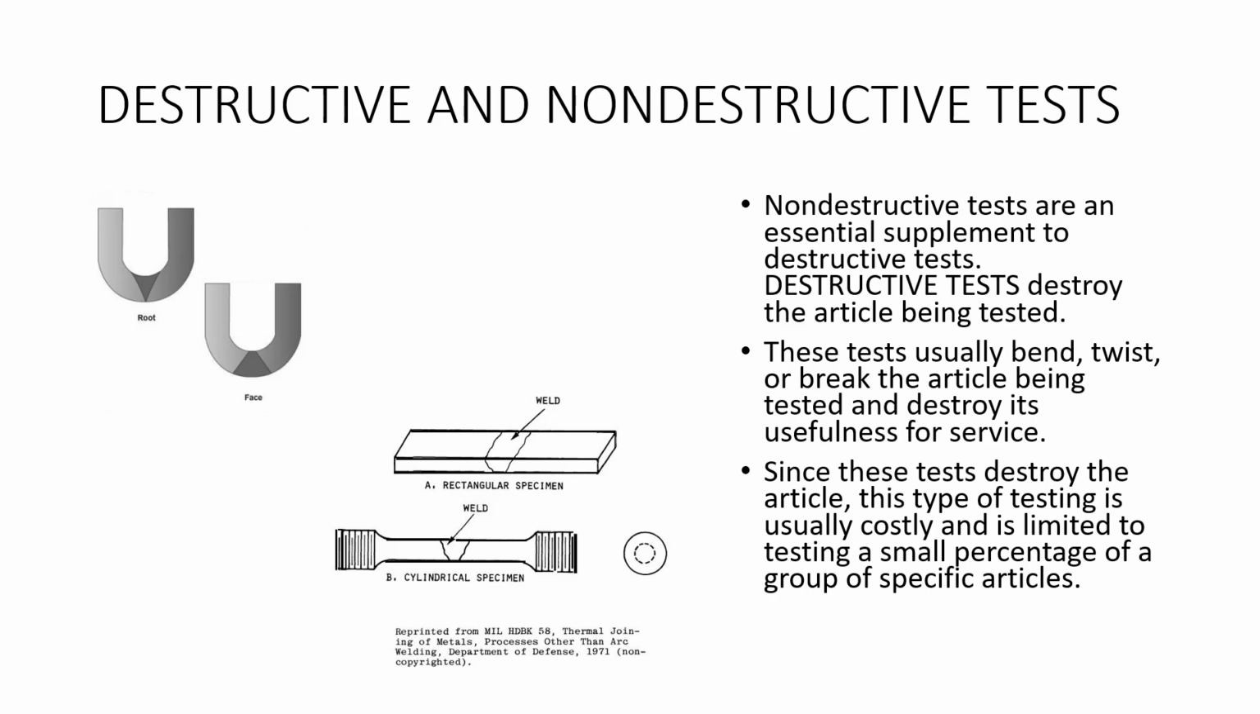We'll do destructive testing right off the bat when we qualify a procedure. But once something gets put into production, especially if it's a bridge or a structure, we don't generally cut out welds and destroy them to see if it's a good weld. We'll use non-destructive testing for that.